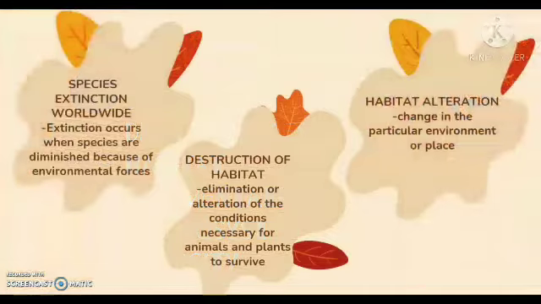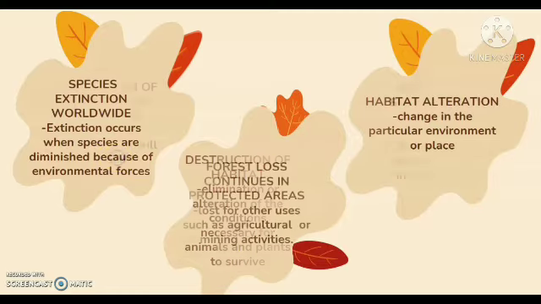I want to give explanation about the advantages of habitat fragmentation on the ecosystem diversity. So, firstly, species extinctions worldwide. Extinction occurs when species are diminished because of environmental forces. Next, destruction of habitat, elimination or alteration of the conditions necessary for animals and plants to survive. Then, habitat alterations, which is change in the particular environment or place.